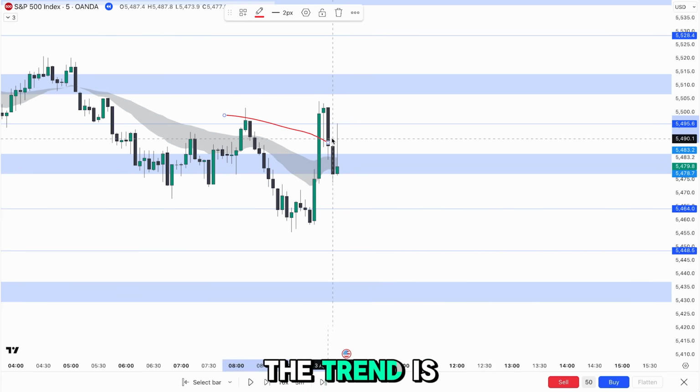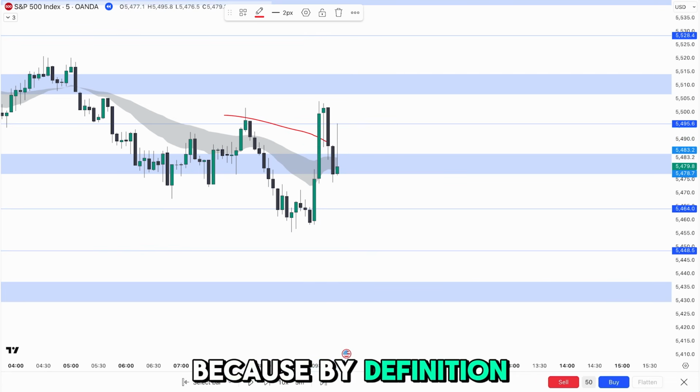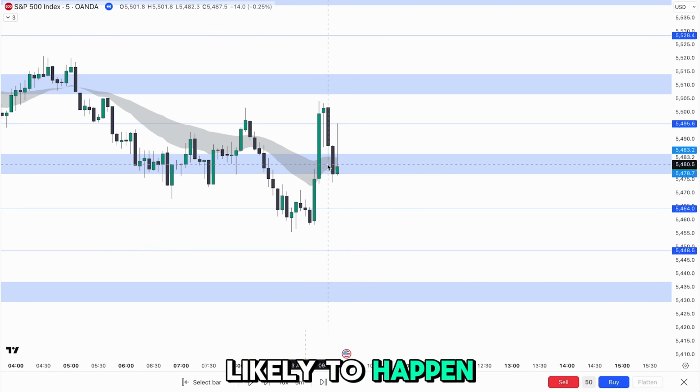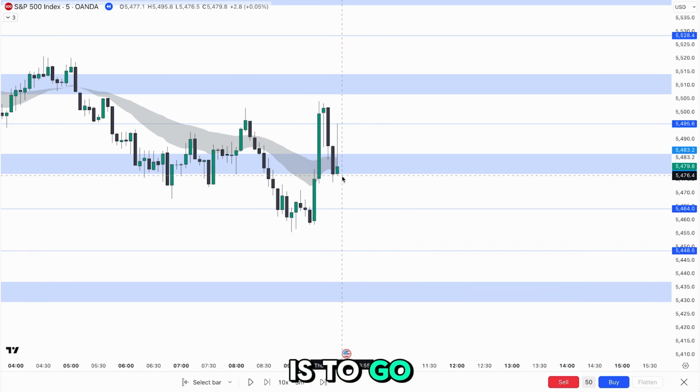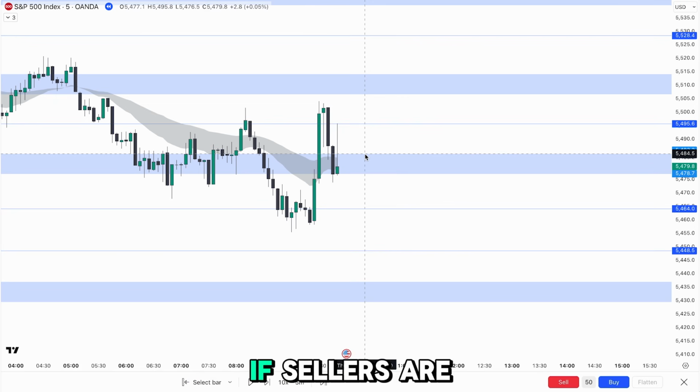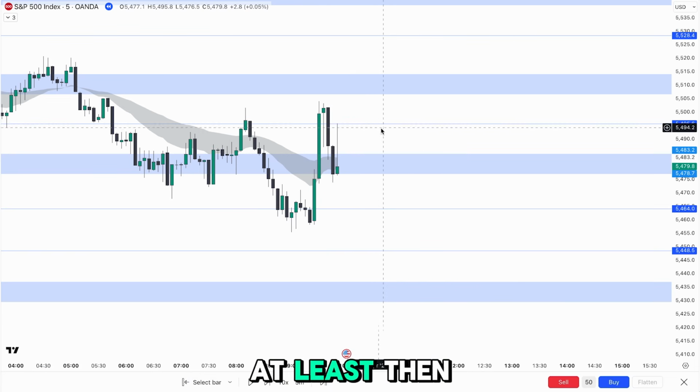And trading with the trend is automatically an edge because by definition, something is more likely to happen than not. The price is more likely to keep moving in that direction than it is to go in the other direction. So over time, you'll have probability on your side and be net positive. If sellers are stronger here, then they'll keep dominating until we hit our next level, at least.